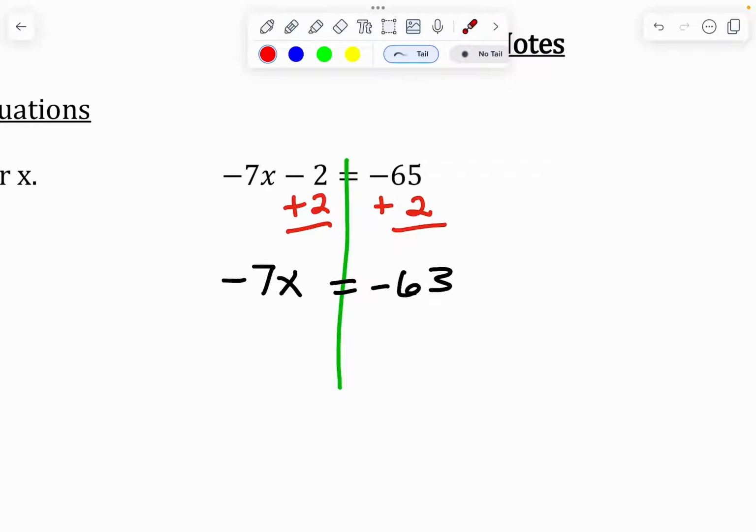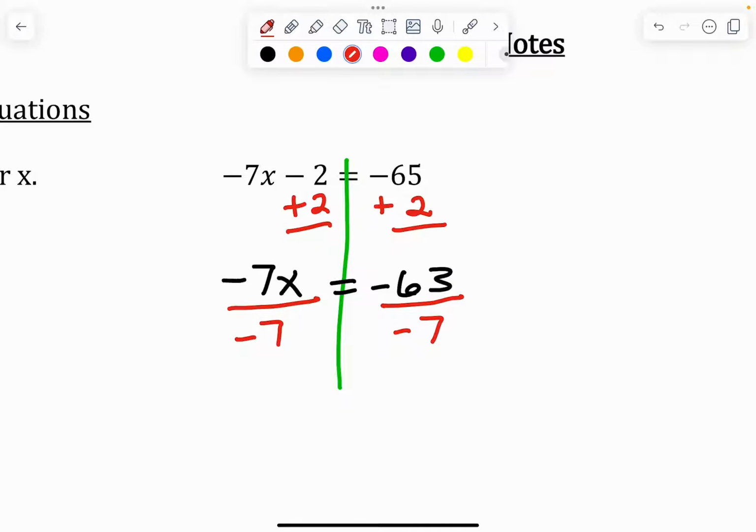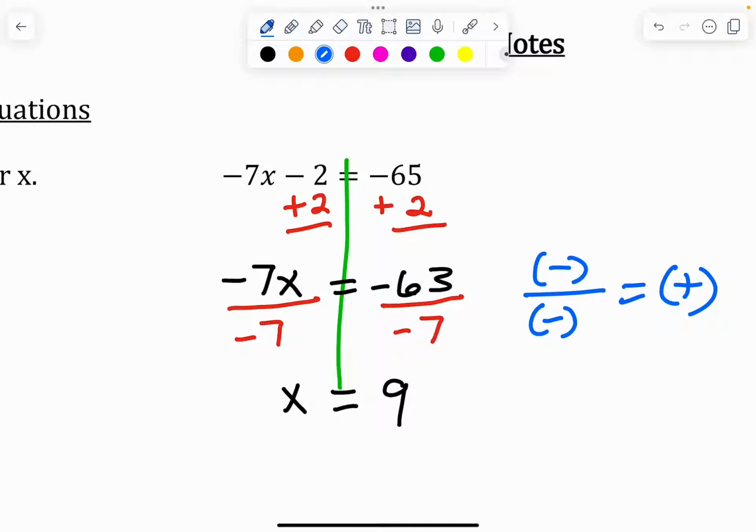Now, since the -7 is touching the x, that means that there's multiplication in between them. The opposite of multiplication is going to be division, so we're going to divide by -7 on the left and divide by -7 on the right. And we end up with x equals, and 7 times 9 is 63, so we get a +9. Remember, a negative divided by a negative is a positive, so that's how we get +9.